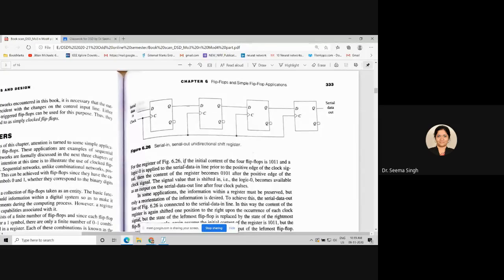So how many bits you want to store? That many flip-flops are required. Okay. So a register is nothing but a 1-bit memory cell.